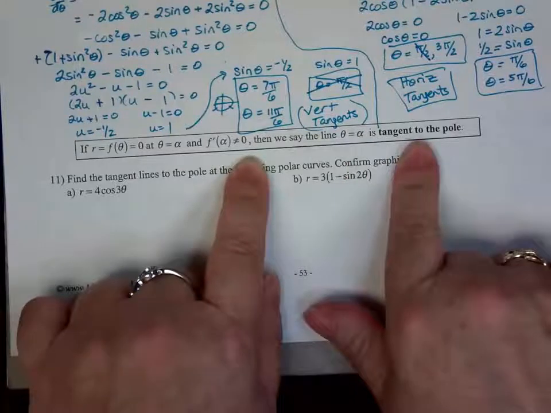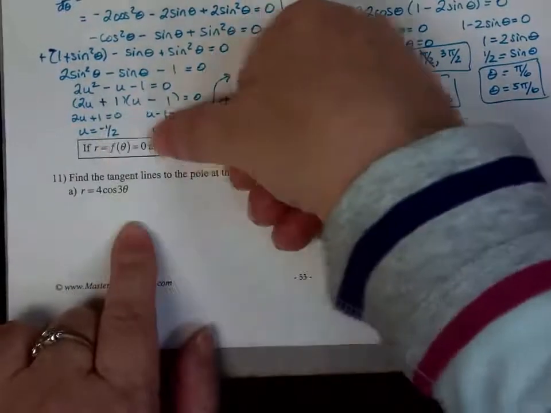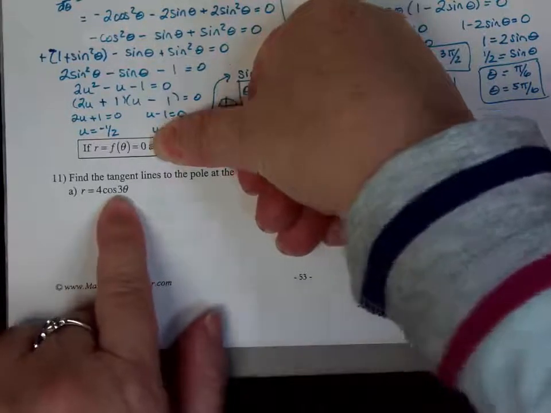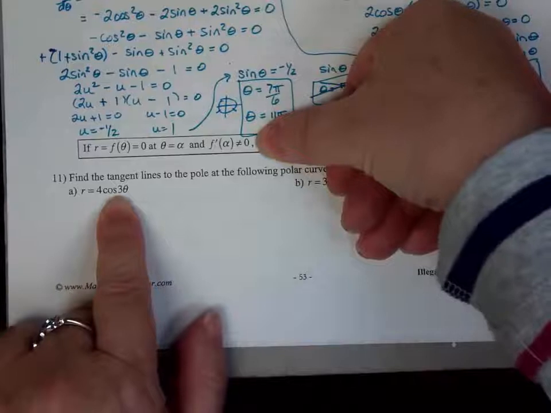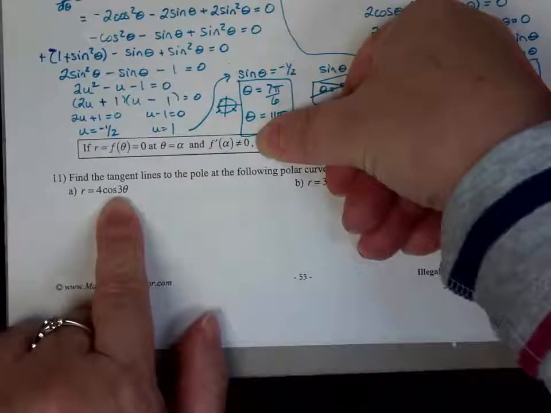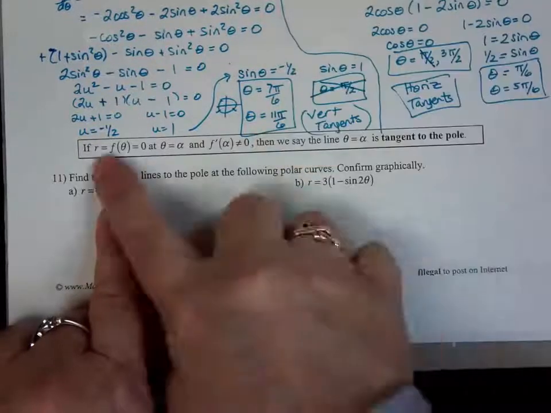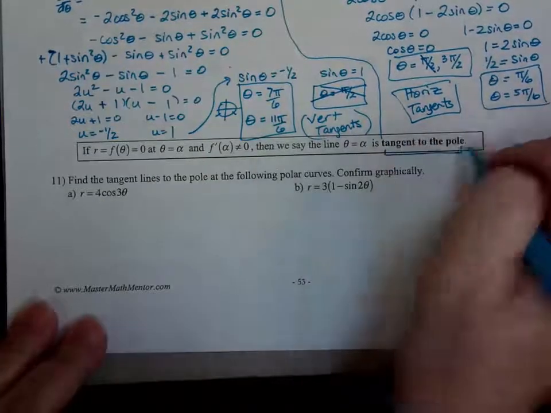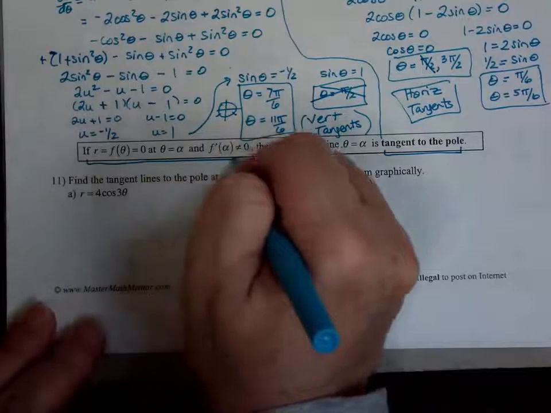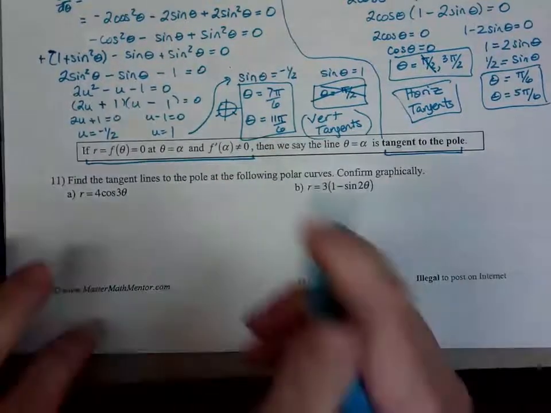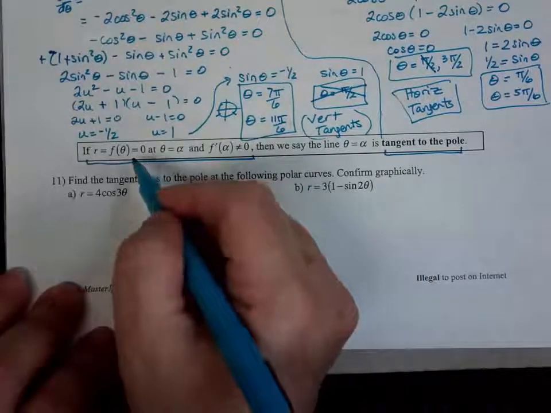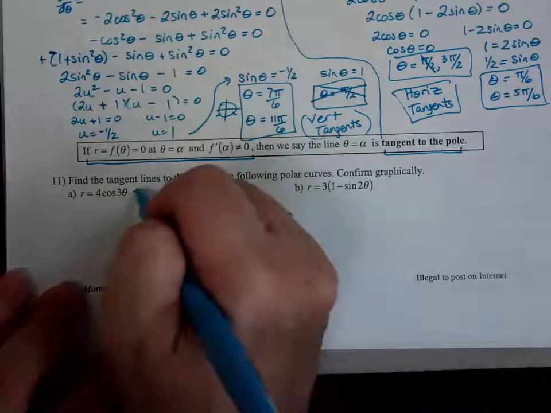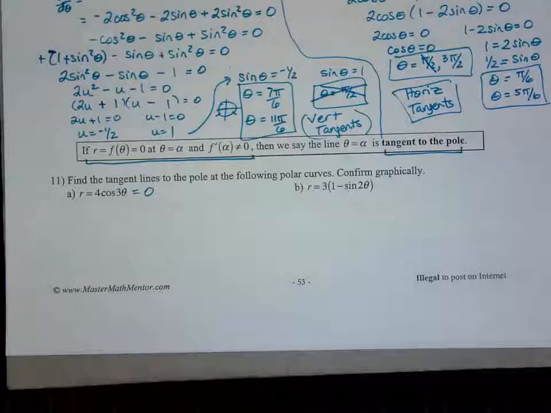So we're looking for where r equals 0. We set this equal to 0 and make sure the derivative at our answers does not equal 0. That's what this is saying. So for tangent to the pole, we just set r equal to 0. We're not taking any derivatives yet. We're just setting it equal to 0.